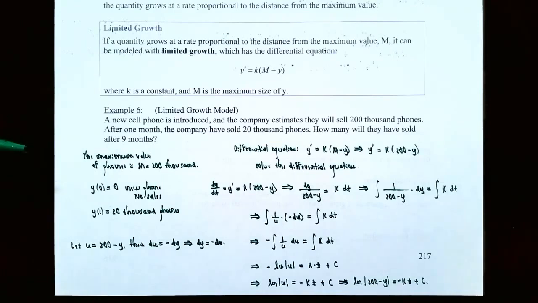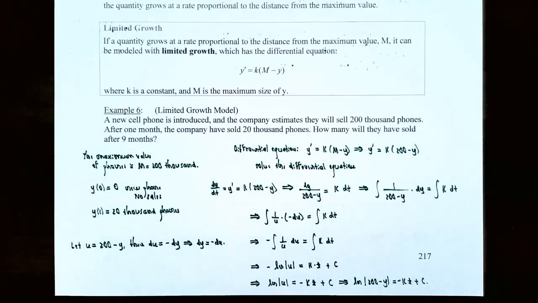So this type of problem will have limited growth because at first the cell phones will be very popular, but then the market will reach saturation and the phone will become less popular. We know that the maximum value of the phones is given in the problem. They will sell 200,000 phones. We also know that when the new phone is introduced, there will be no sales at all. So whenever no time has passed, whenever t is equal to 0, there will be 0 sales. And they also tell us in the problem that after 1 month, the company will have sold 20,000 phones. y of 1 is equal to 20,000 phones.